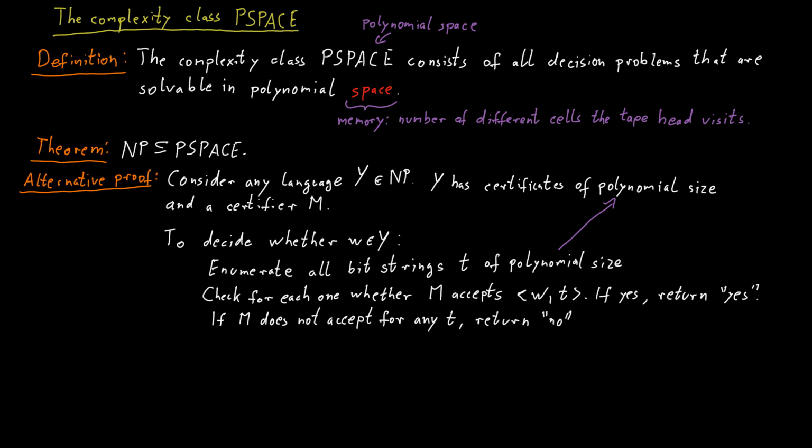This only requires polynomial space, because the verifier runs in polynomial time, and therefore only uses polynomial space. And the only other bit of information we need is the value of the odometer. And the size of the odometer, like the number of bits we need in the odometer, is just the length of the certificate, and we know the length of the certificate is polynomially bounded, and therefore we also only need polynomial space for the odometer. So this is an alternative, slightly more direct argument that shows that NP is contained in PSPACE.